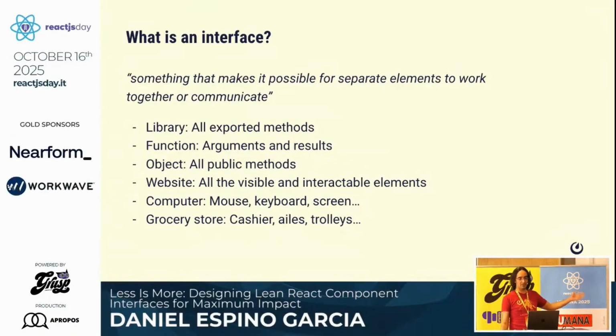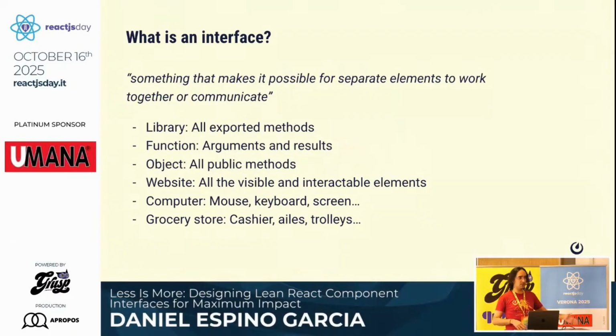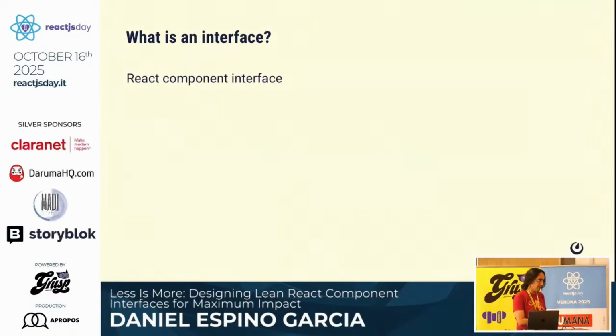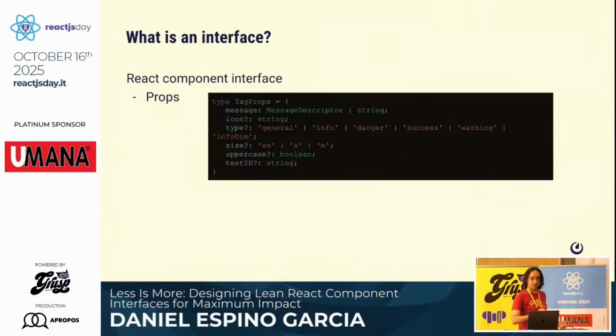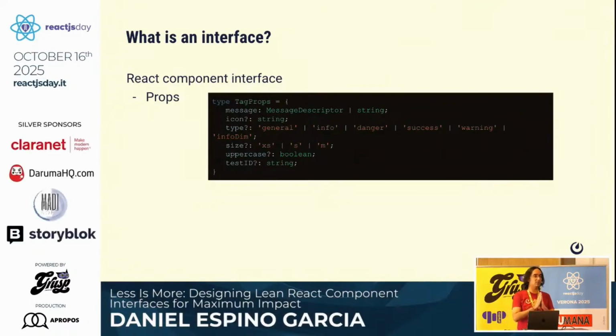An object will be all the public methods and attributes. A website will be all the visible and interactable elements. If you go to a computer, it will be the mouse, keyboard, screens. If you go to a grocery store, it also has an interface: the cashier, the aisles, the trolleys. Everything can be an interface. So what is an interface in our context, in React components? Our props. And what we are going to try with MVI is to reduce the props and the options inside the props to be as minimal as possible.